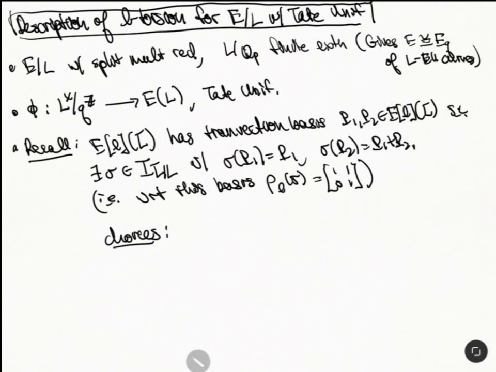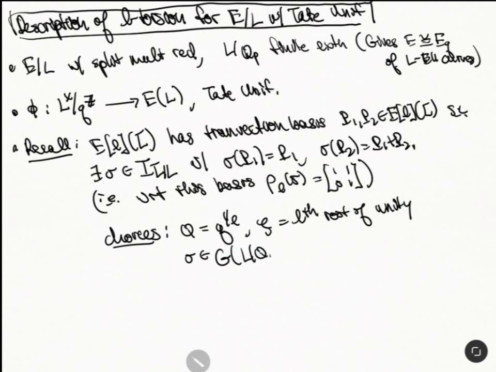Okay, and so the choices that are made here is that we take Q to be equal to q to the 1 over L, some root, and then zeta is a Lth root of unity, and sigma is an element of this. So this is how you can write down the torsion field over K. So this is sigma in the Galois group of K(zeta) like this.